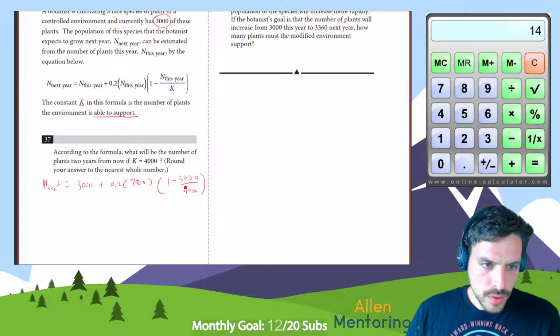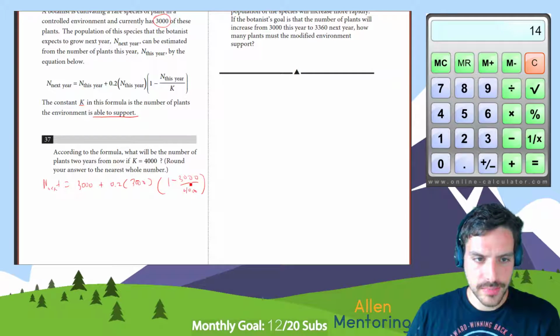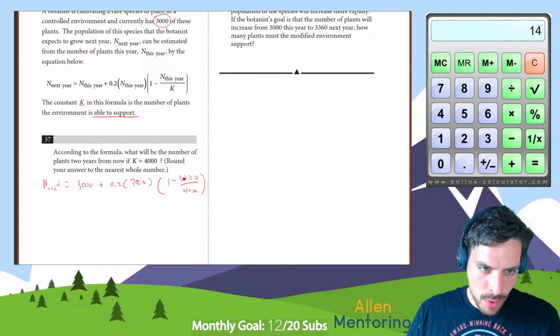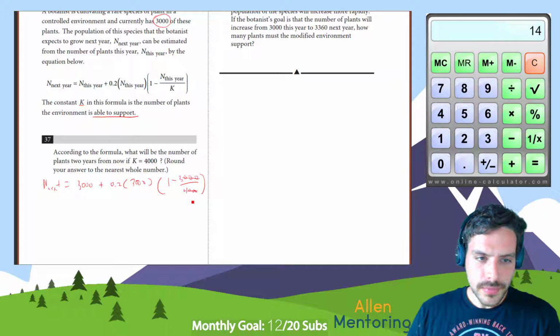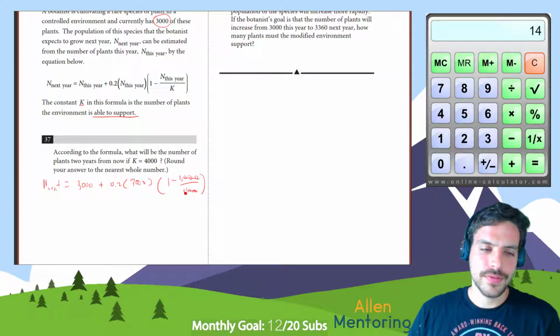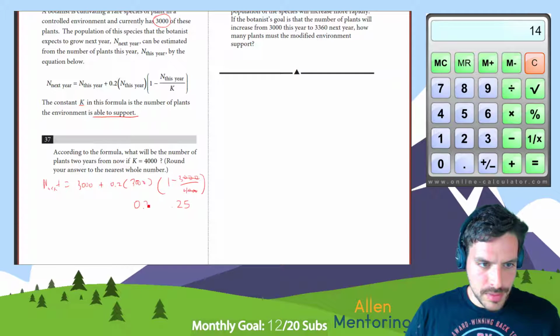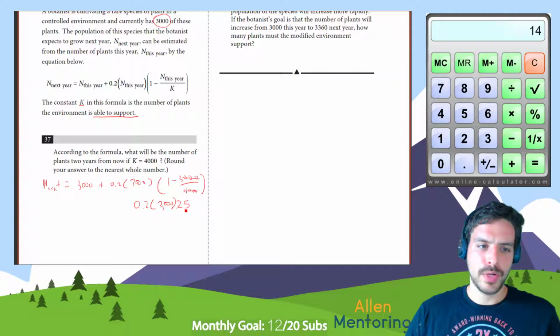So let's start right here. 1 minus 3,000 over 4,000. So what is 3,000 over 4,000? That looks really intimidating, but really you can knock out all of the zeros at the end, and it reduces down to 3/4. And what is 3/4 as a decimal? That is 0.75. So 1 minus 0.75 is going to be 0.25. And so now 0.25 times 0.2.